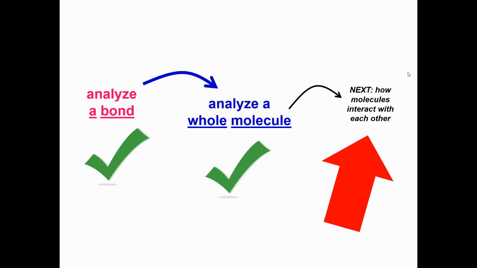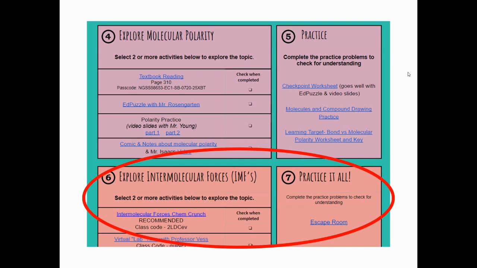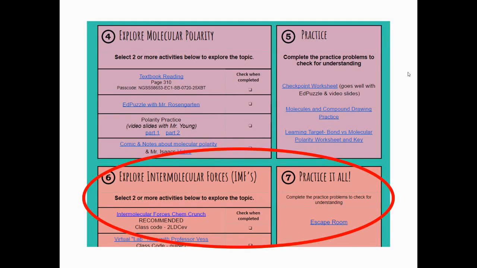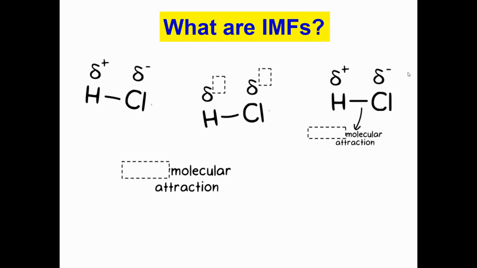Okay, so you know how to analyze a bond. Now you know how to analyze a whole molecule for being polar or nonpolar. Next, we're going to talk about how being polar or nonpolar causes molecules to interact with each other. All right, this will take us to boxes 6 and 7 on the Unit 9 Polarity Hyperdoc. Okay, this is all about IMFs.